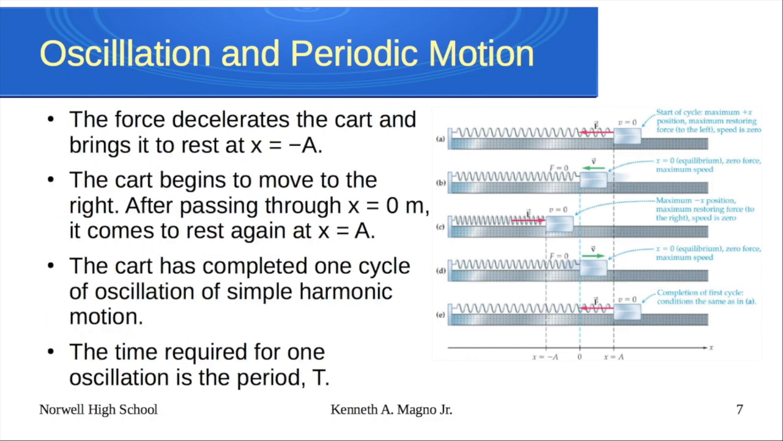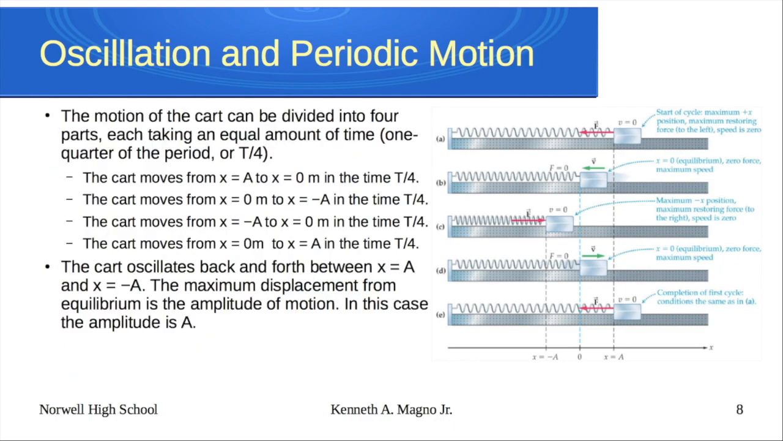It stops again. So this whole cycle, going from positive A to negative A and then back to positive A, is a full oscillation cycle. The time it takes to do that is 1 period, or basically T number of seconds. To complete each segment, to go from a displacement of A to 0, we take a quarter of that period. To go from 0 to negative A would be another quarter of the period.